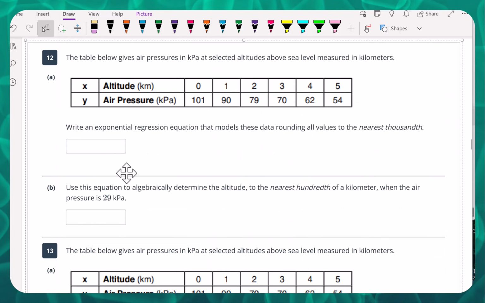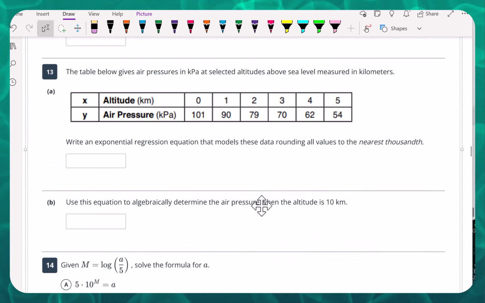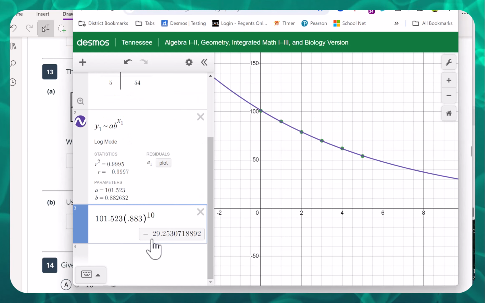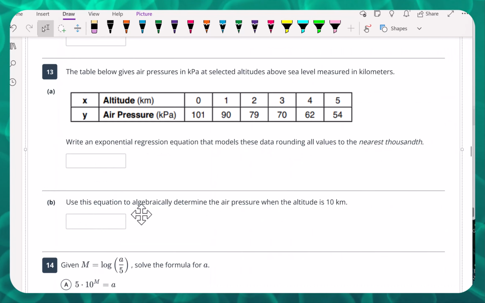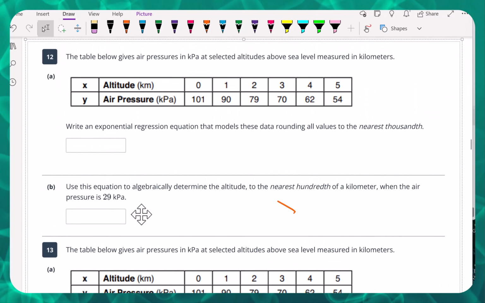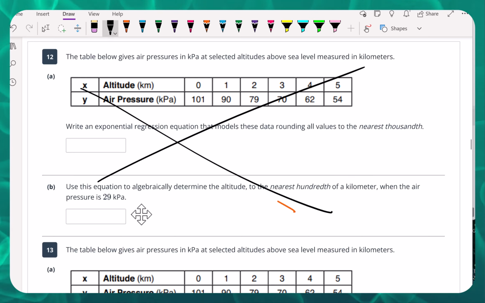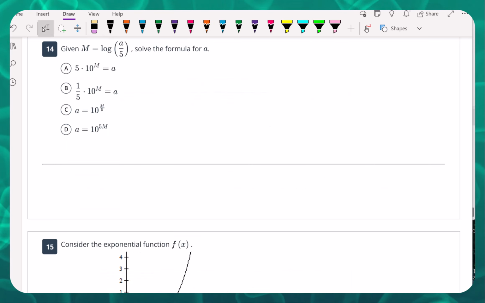It says when the air pressure is 10, you're going to plug that in for x, and you're going to wind up with 29.25 for this question right here. Yeah, ignore this one. Right there. Okay. All right, next question.